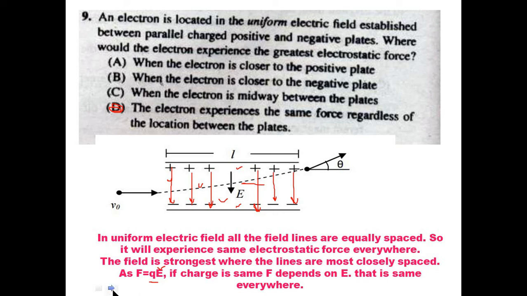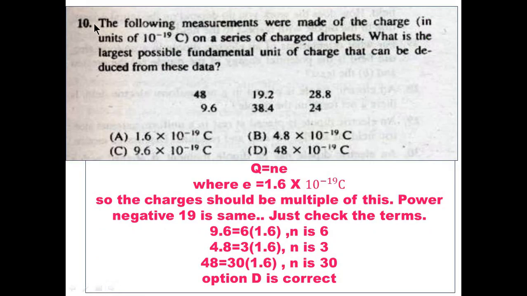So our next and last question is, the following measurements were made of the charges, in units of 10 to the power minus 19 coulomb, on a series of charged droplets. What is the largest possible fundamental unit of charge that can be deduced from these data? As you know, the fundamental unit of charge, 1.6 multiplied by 10 to the power minus 19 coulomb, is the smallest possible charge.